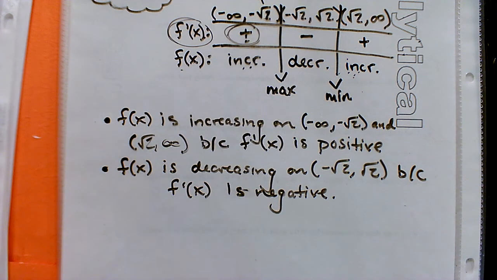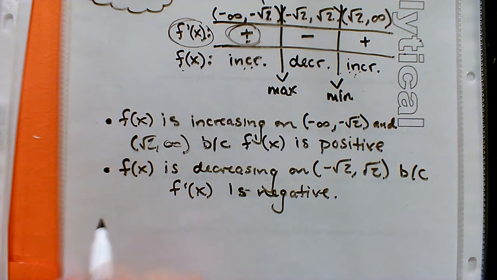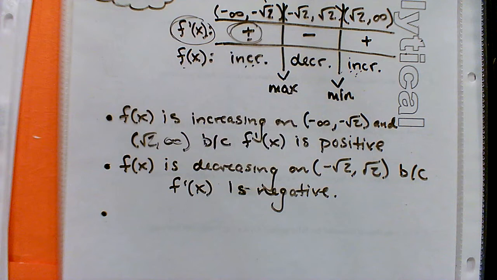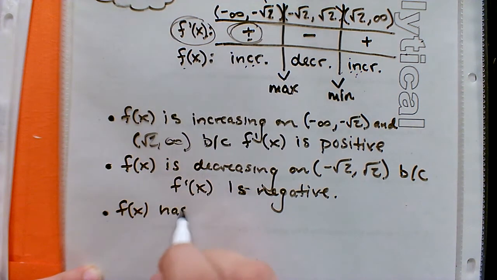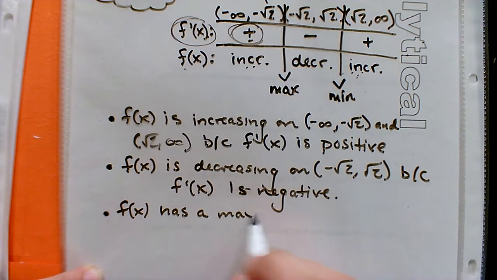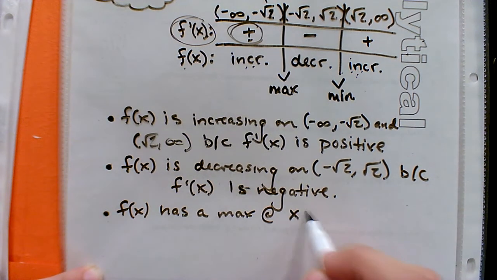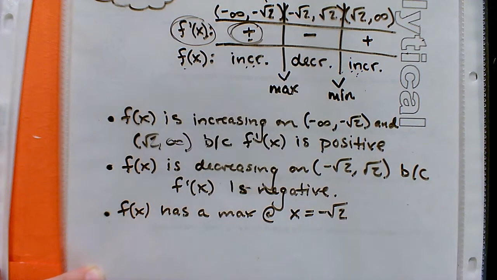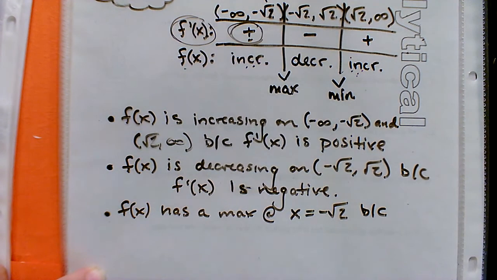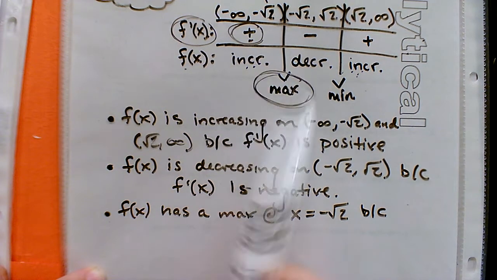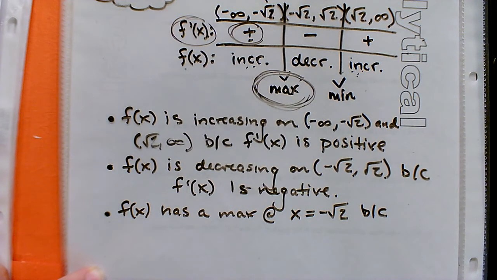We doing okay? We remember these connections? All right. We also have to label some maxes and mins, okay? So we labeled, based off the chart, f of x has a maximum at the x value of negative square root of 2 because. How did we know we were able to label that spot as a max?